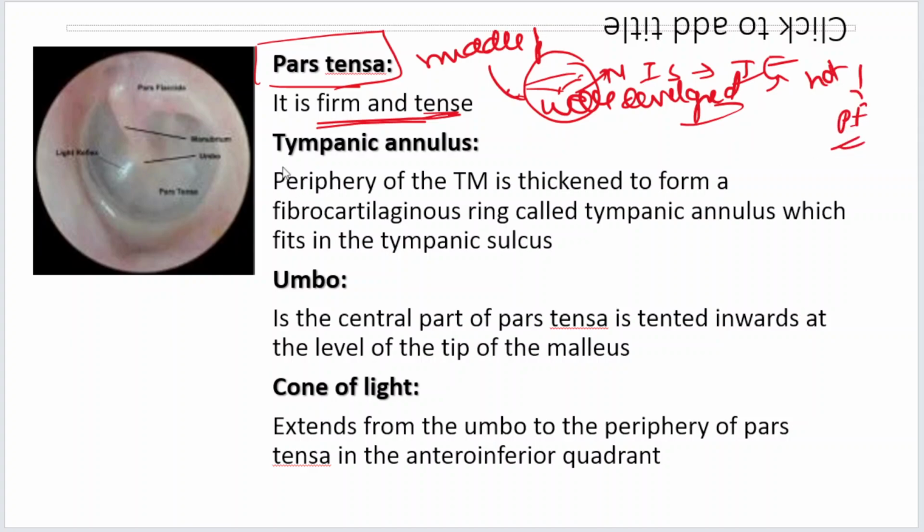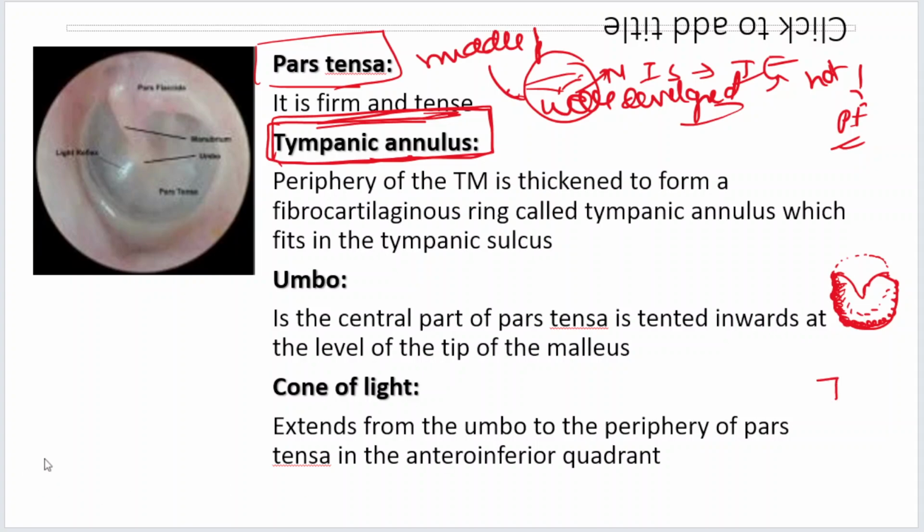Okay, now coming to the other part of the pars tensa. This is present only in pars tensa. Please understand the tympanic annulus. If I draw a tympanic membrane like this, it appears as if there is an annulus all over. No, annulus is not present. Annulus is present only in the pars tensa region. In the pars flaccida, there is no annulus. What is the annulus? The middle fibrous layer, as it goes peripherally, forms a thickened kind of ring, which is at the periphery of this pars tensa. It fits into the tympanic sulcus.